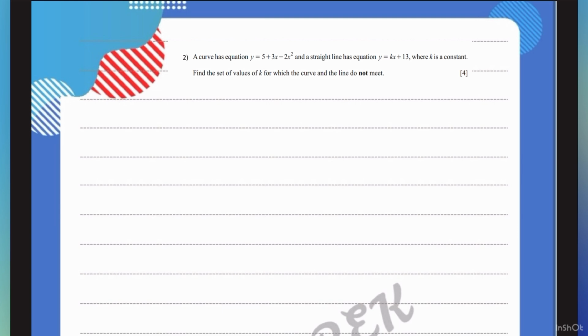Exercise number 1. Here I have a curve with equation y equals 5 plus 3x minus 2x power 2, and a straight line y equals kx plus 13, where k is a constant. Find the set of values of k for which the curve and the line don't meet. Let's explain the idea first.